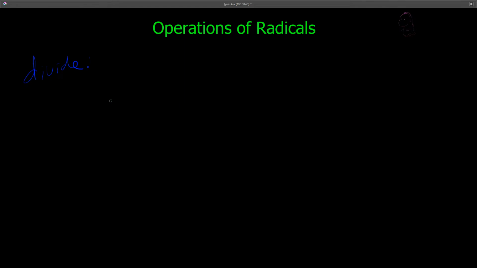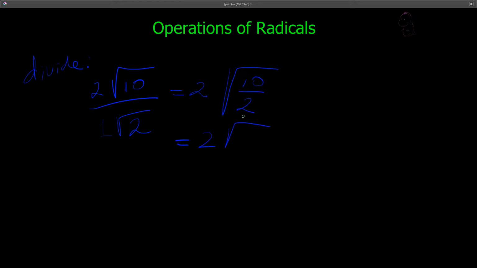Here I have radical 10. Let's make that 2 radical 10 over radical 2. Again, just like with multiplying, the outside can divide by the outside, the inside can divide by the inside. So what I have is 2 divided by an invisible 1. That gives you just 2. And in the radical, I have 10 over 2, which gives you just 2 radical 5.